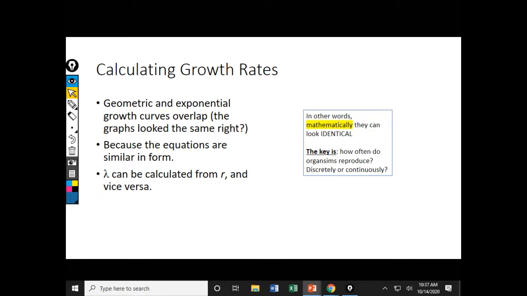Also, if we look at the equations, they look pretty much the same. Here's our growth rate. Here's the population now. All we're getting in the end is the population at some point later.